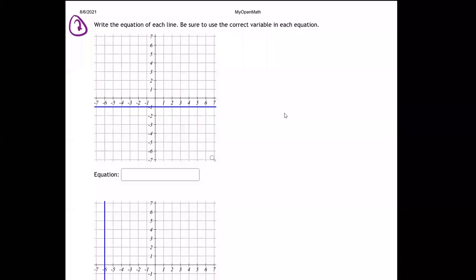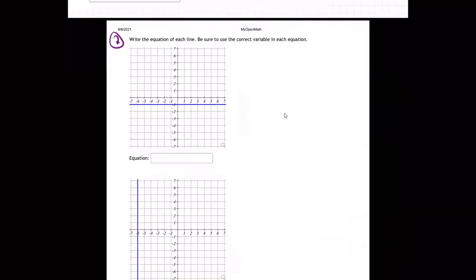Okay, so on this one, they're wanting us to write the equation of each line. Be sure to use the correct variable in each equation. So notice what we have here is a horizontal line, and then on the next one, a vertical line. So how do we do that?